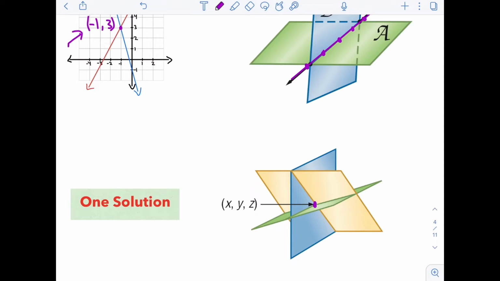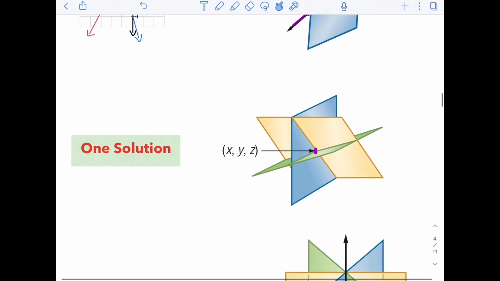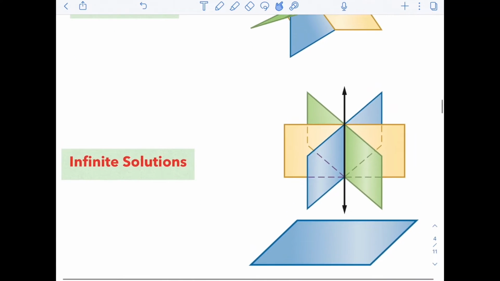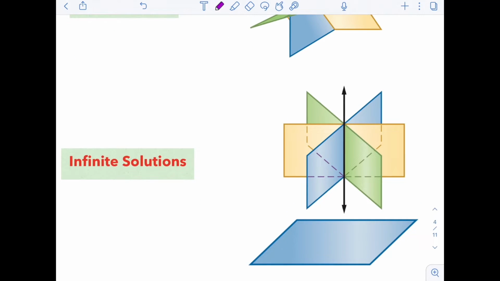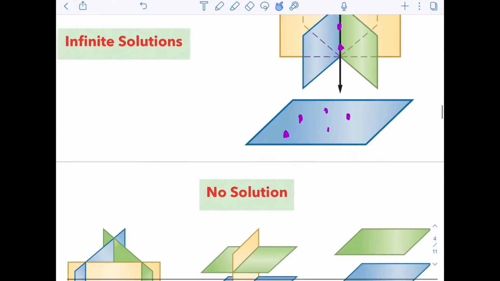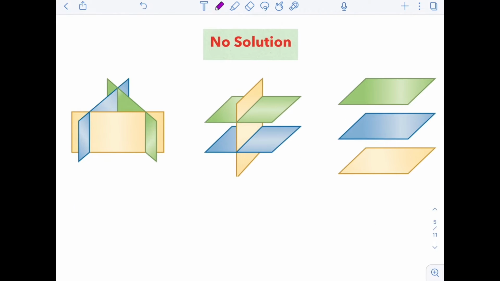But this is not the only case, because you could also have infinite solutions. This is where the three planes intersect at a line in this figure shown. So this line contains an infinite number of points, so there would be infinite solutions in this case. And in this figure right here, these three planes are actually identical to each other, so every single point on these three planes would be a solution. So those are two examples where you would have infinitely many solutions. And there's also the possibility where you have no solution. This is where all three planes have no common points.